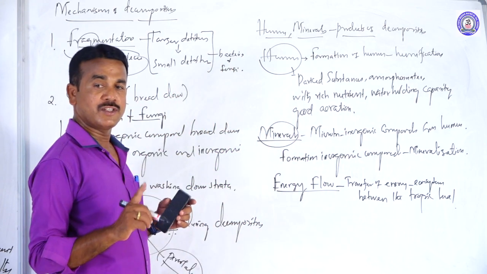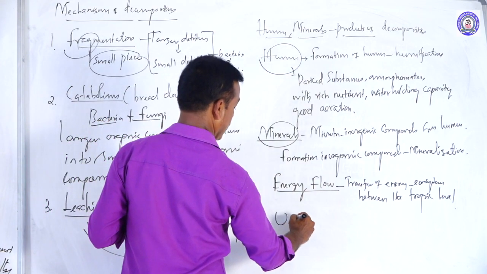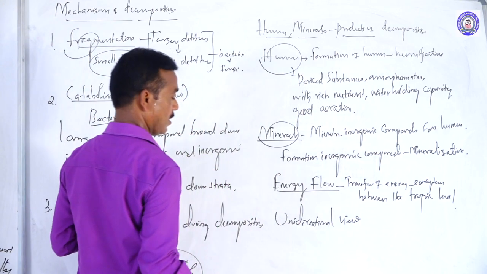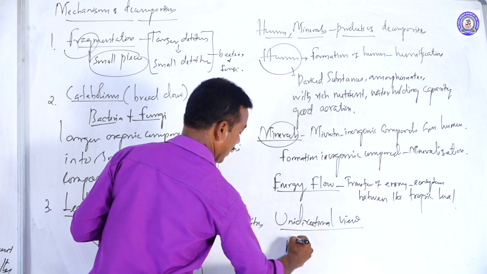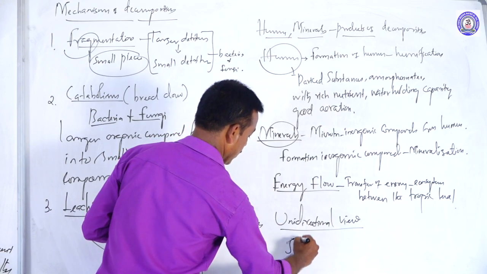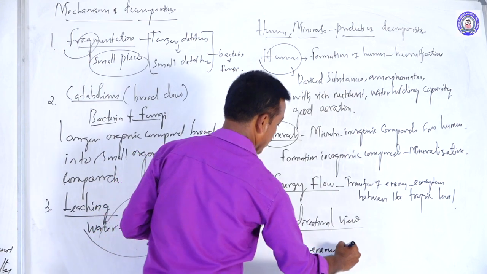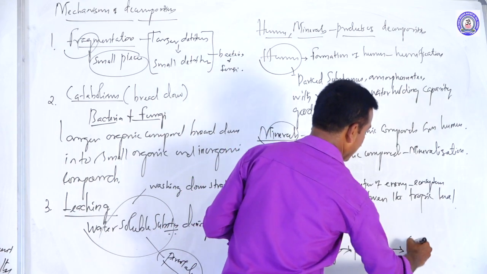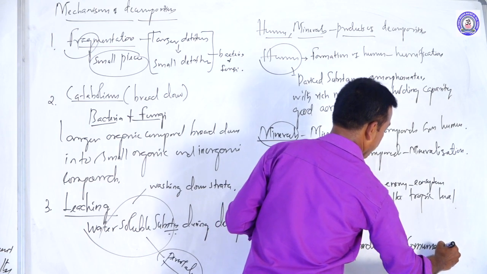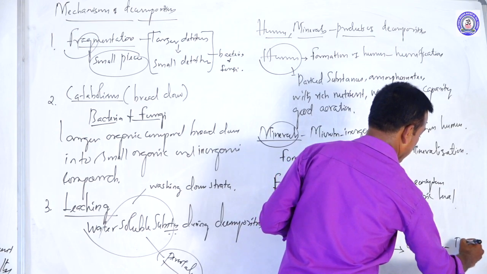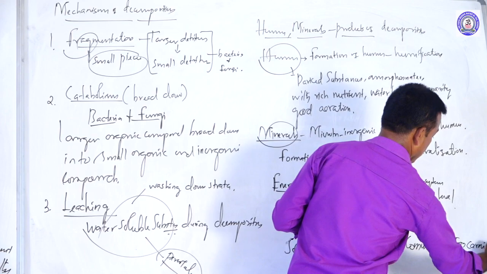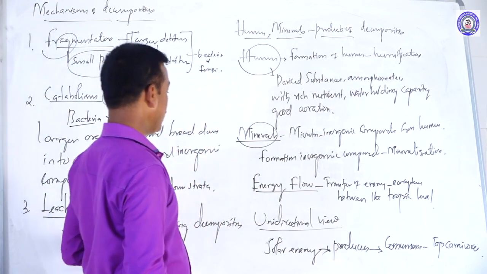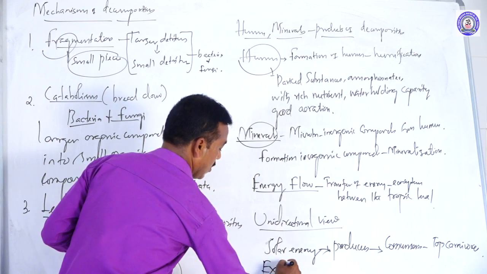Energy flow always takes place in a unidirectional way. How? First, the energy is derived from solar energy. Then it is carried out by producers, then consumers, then decomposers. So energy flow always takes place in a unidirectional way. A good example of energy flow is photosynthesis.